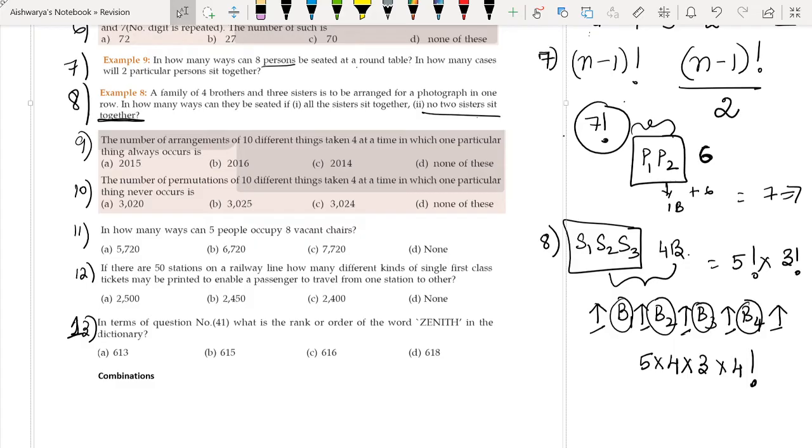because you don't know which place the passenger is going to come from and which place he is going to go to. So that way, if you are just trying to explore what is the maximum number of tickets that a person can take, it is 50 into 49. Are we clear?